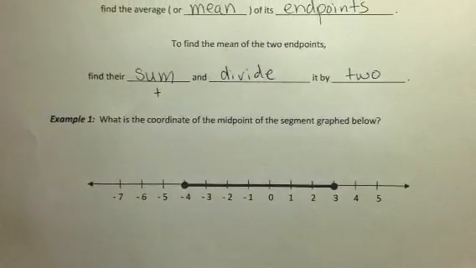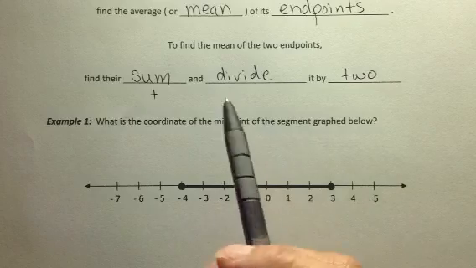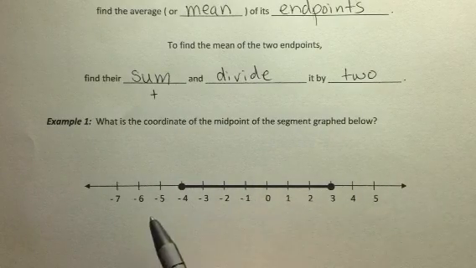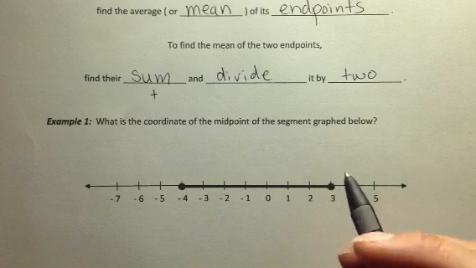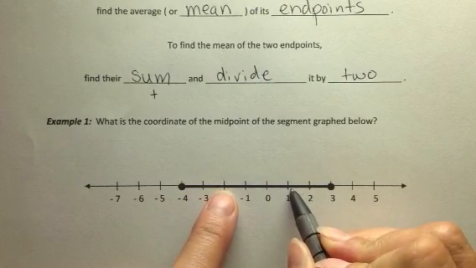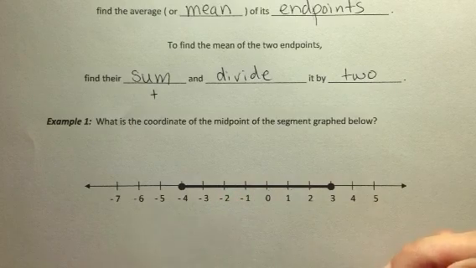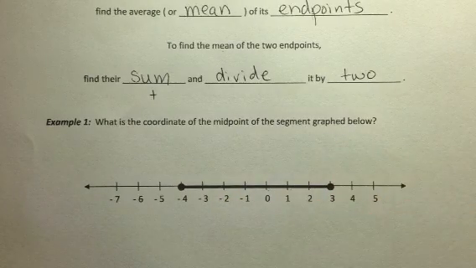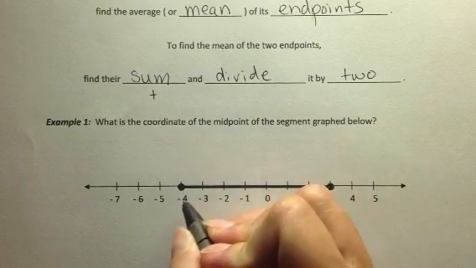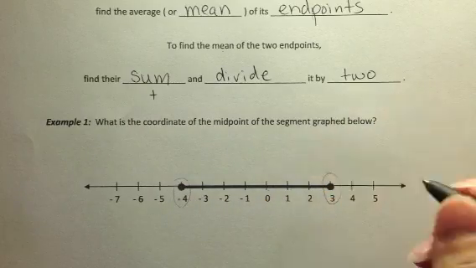The first example says, what is the coordinate of the midpoint of the segment graphed below? So here's my segment. I know that one way to do it, I've seen students do this, and it's valid, is they just keep going until they find the halfway point. Okay? It is helpful to understand and be able to use the formula sometimes, so let's go ahead and do that. So we're going to take the two endpoints, so that's at -4 and 3.